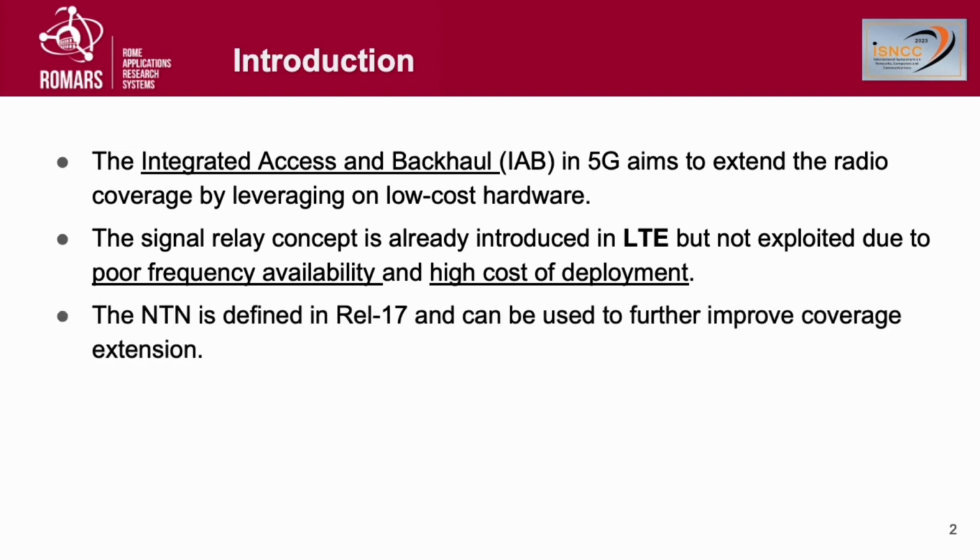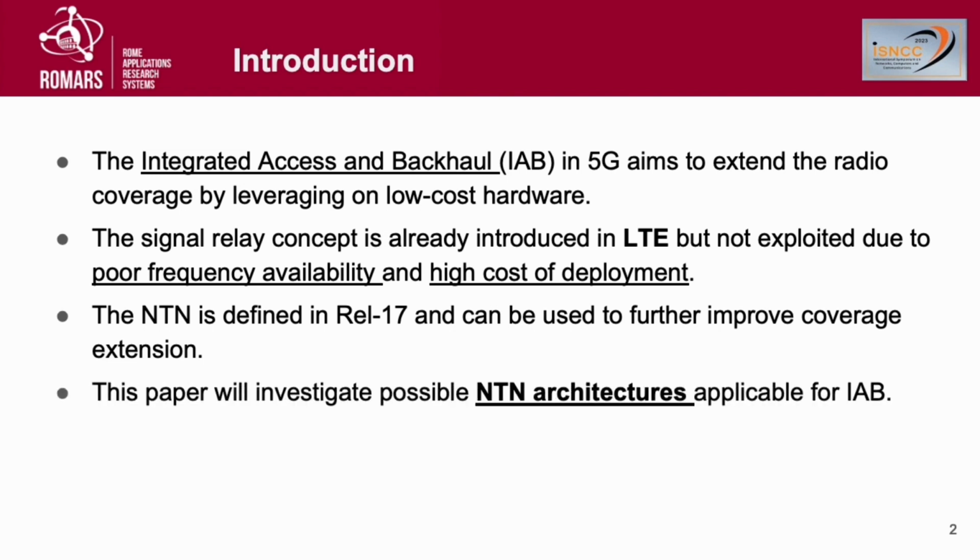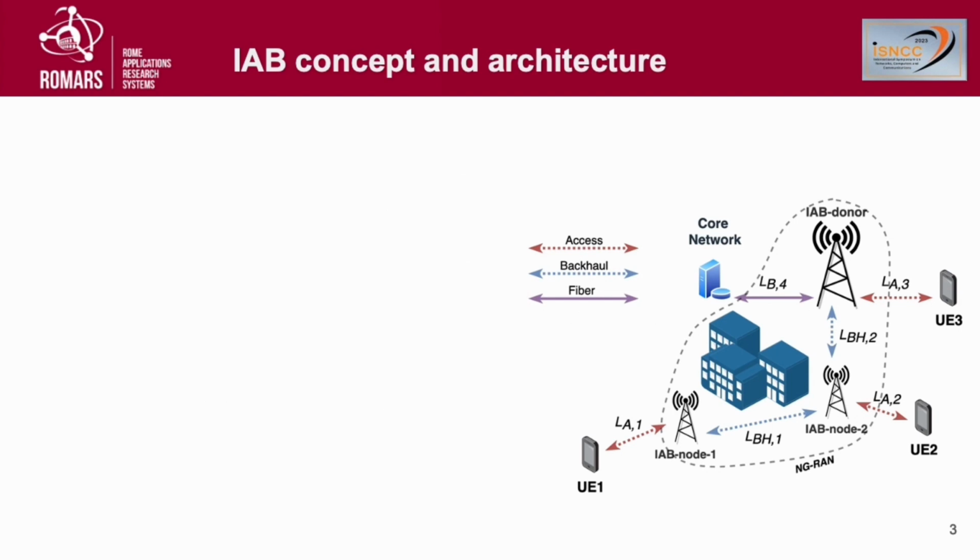Meanwhile, 3GPP specified in Release 17 the non-terrestrial networks as an additional access resource, which led to considering the satellite to enhance IAB networks thanks to the wide coverage it can provide. Then, this paper will investigate possible NTN architectures applicable for IAB. In the following, we define the principle behind the IAB concept and its architecture.